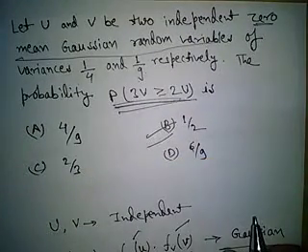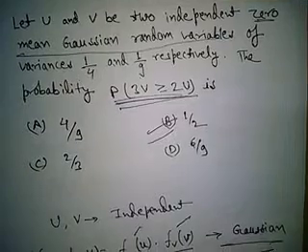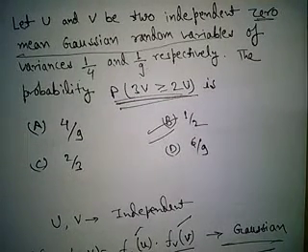So in this way we can solve this type of problem, and this is the concept related to Gaussian random variables and joint PDF.